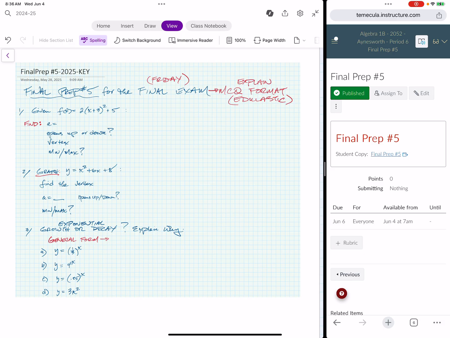All right, so go into Canvas and grab your prep here, number 5. Okay, it's on the right shown there. Put that into your OneNote and let's get started.